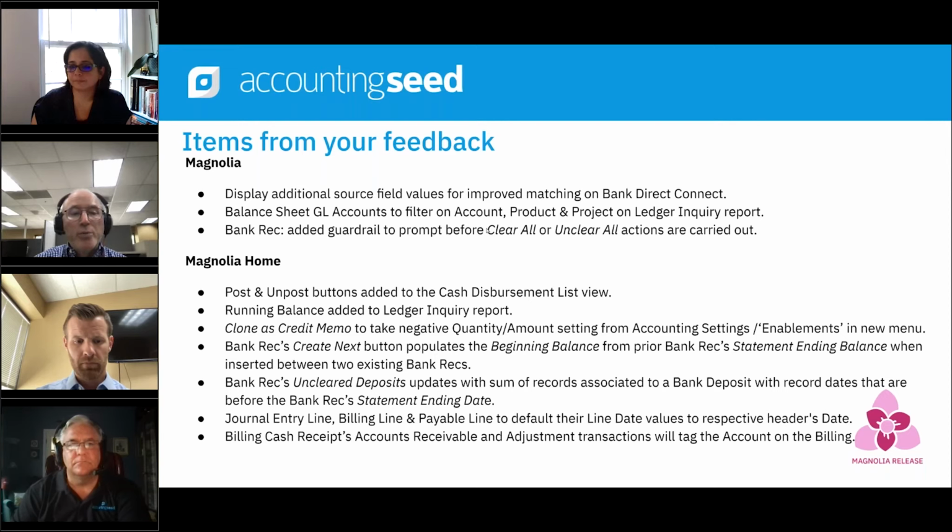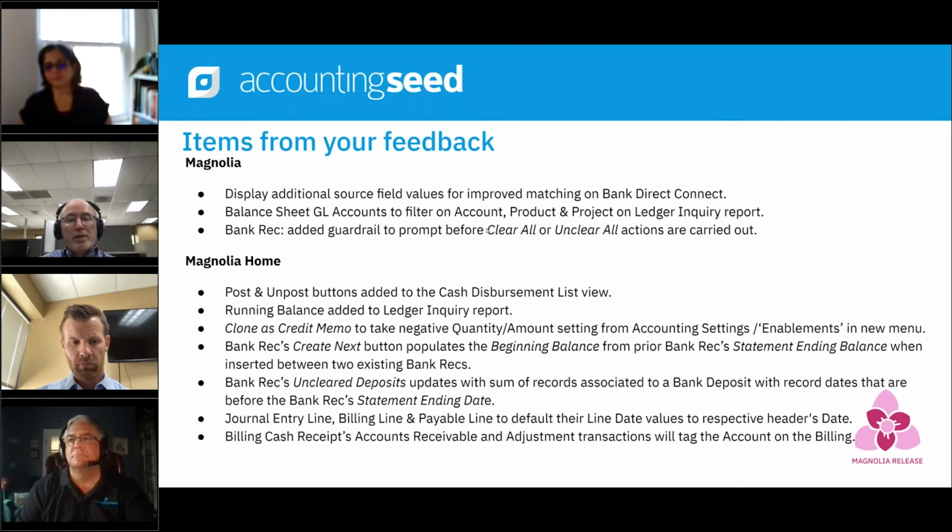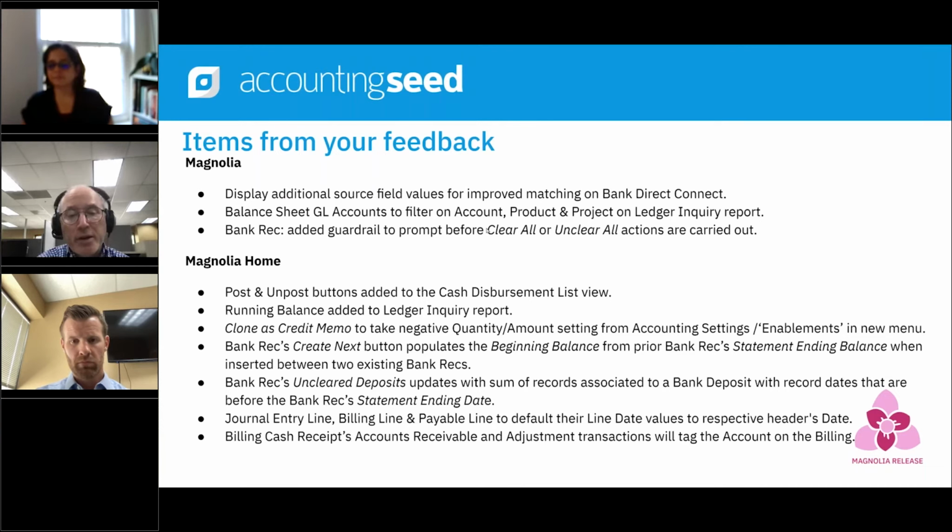Under Magnolia Home, we're going to add post and unpost buttons to the cash disbursement list view. Running balance has been added to the ledger inquiry report. Clone credit memo will take the negative quantity amount setting from accounting settings or enablements in a new menu. Bank Recs create next button populates the beginning balance from the prior Bank Recs statement ending balance when inserted between two existing Bank Recs.